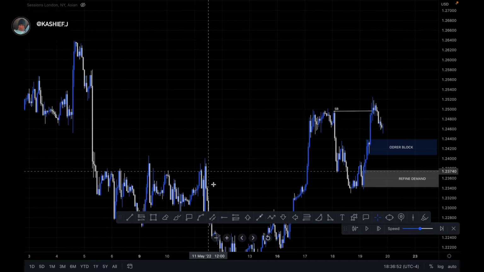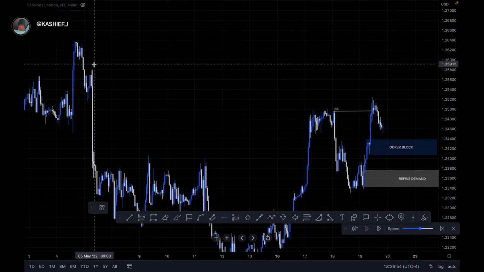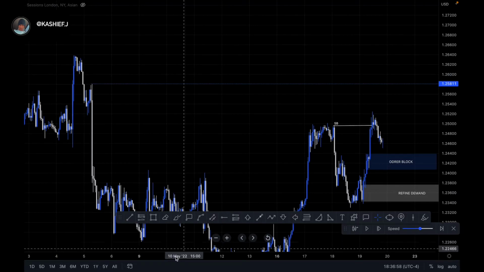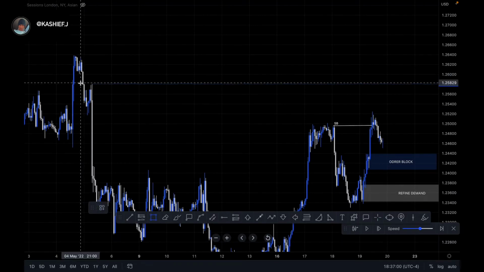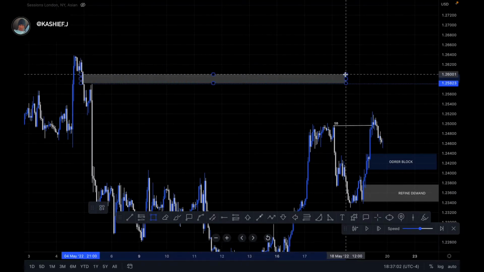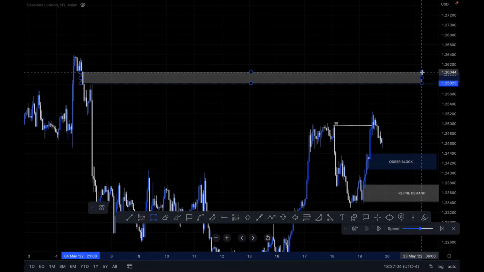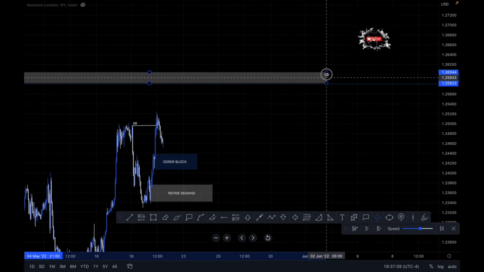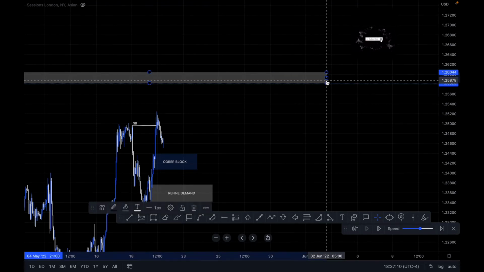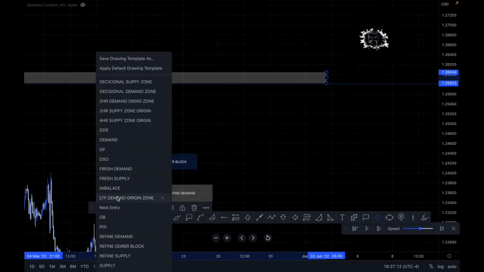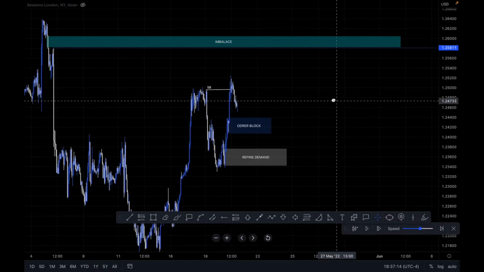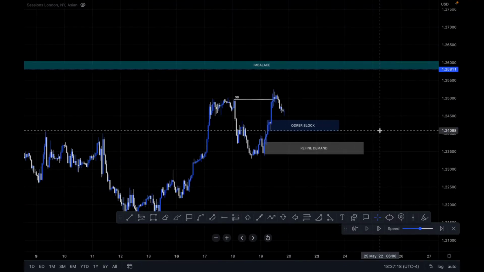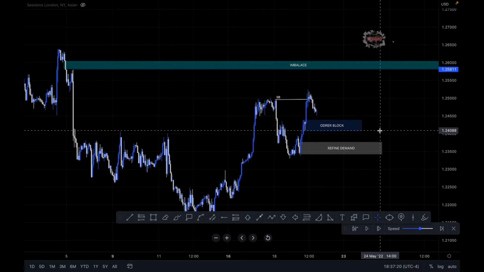Alright, my target now was right above these highs right here. There was an inefficiency right here as well. There was a gap right here that needed to be filled, so I was targeting the low of that specific gap. So right here I'd have an imbalance zone. Alright, so that's exactly what I saw on GBP USD.